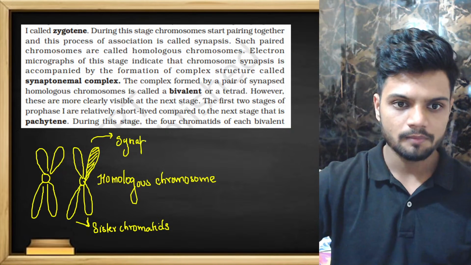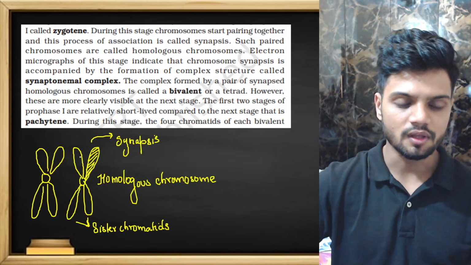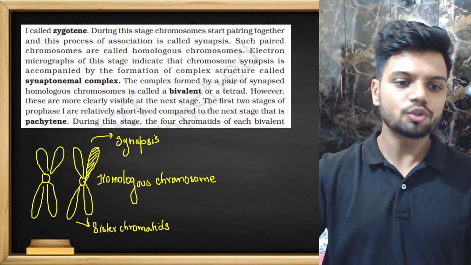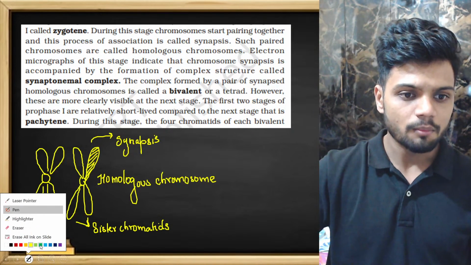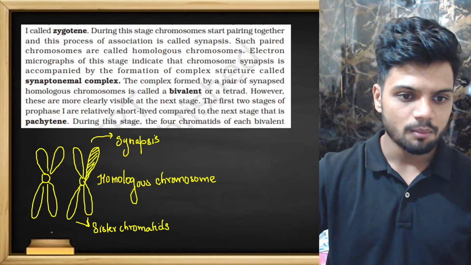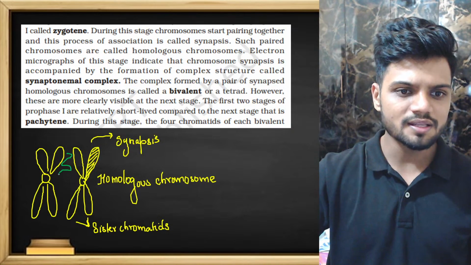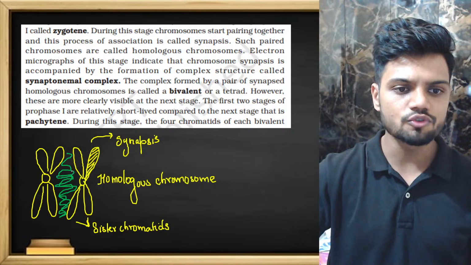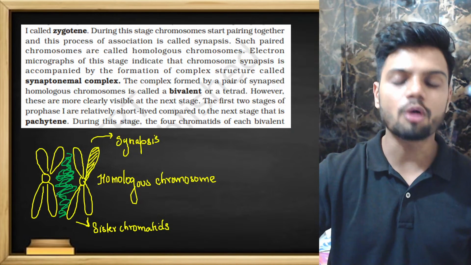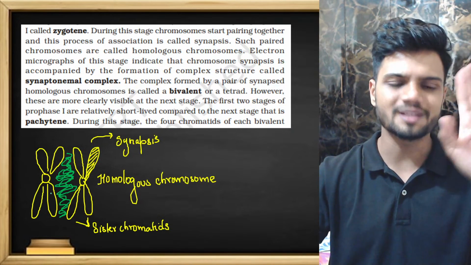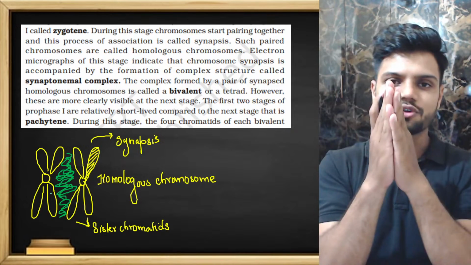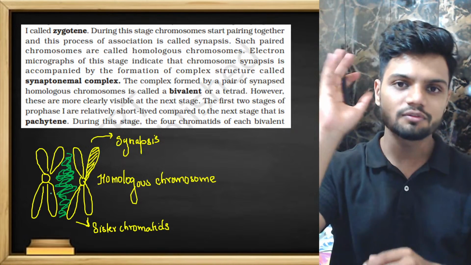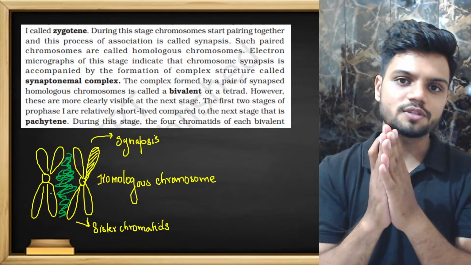Synapsis. Okay. Now, students, when the two homologous chromosomes are coming together, between the two chromosomes there is some form of complex formation. Can you see? It's like glue. You take two chromosomes, you add one glue in the middle, very quickly you add it and stick the two chromosomes.